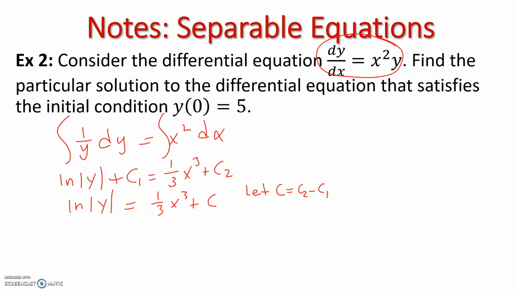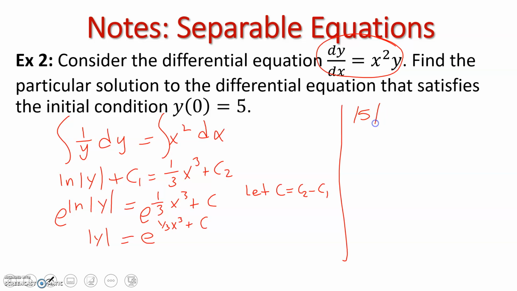Now, we would like to get y by itself, so we're going to take both of these and put base e and raise them to their powers, and then we get absolute value of y is equal to e to the 1/3 x cubed plus c. Now, they give us the initial condition that when y is 5, x is 0. So we're going to plug that condition in, and we're going to solve for c.